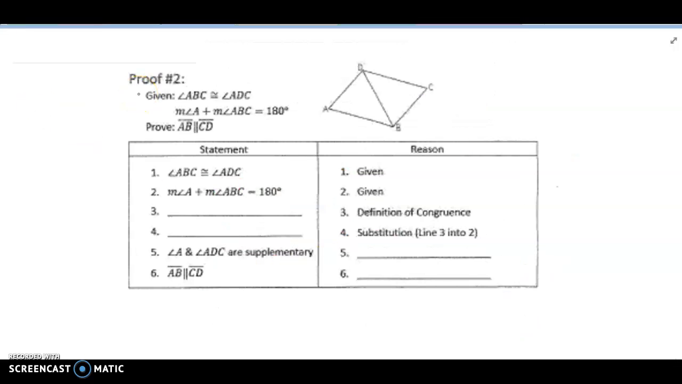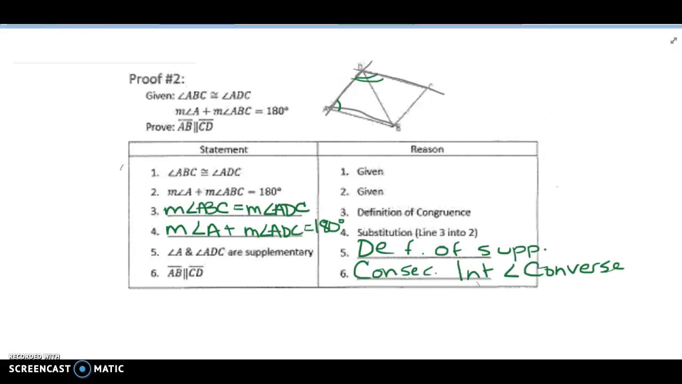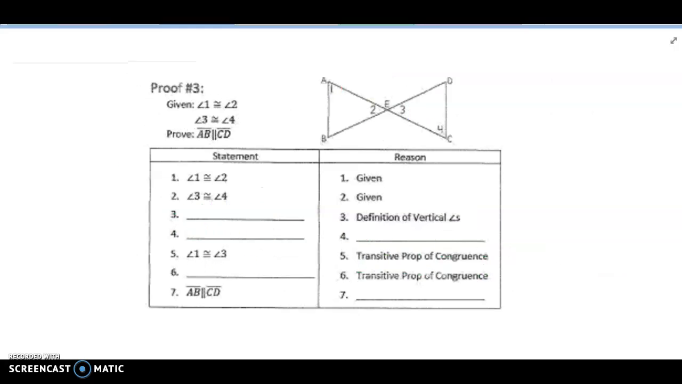All right, guys, I'm going to pause this one, and I highly encourage you to work through this, try to get it done on your own, and then we'll go over it. All right, this is what you should have gotten for proof number 2. All right, go ahead, try to do this proof number 3 on your own, and then we'll go over the answers.